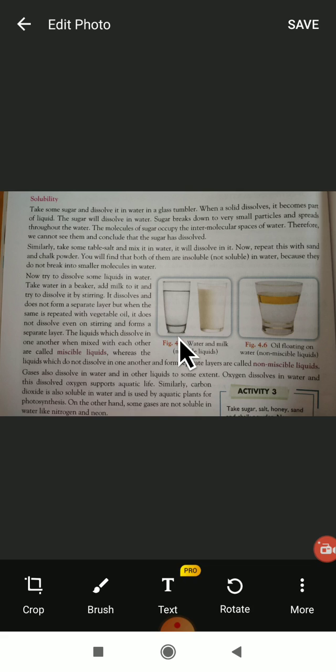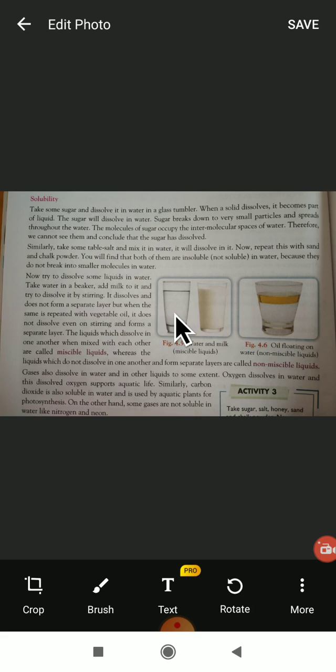Take some sugar and dissolve it in water. When a solid dissolves, it becomes part of the liquid. The sugar will dissolve in the water. Sugar breaks down into very small particles and spreads throughout the water. They break down into small pieces and mix with the water.